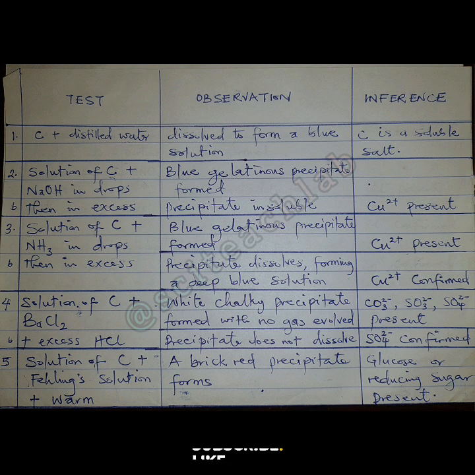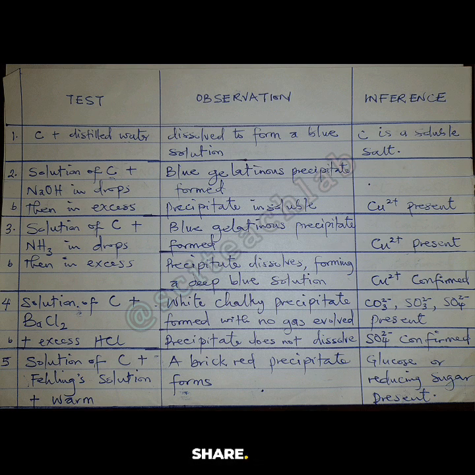Okay, so we went ahead and took out a little solution of C into another test tube. So we write solution of C, and then we added sodium hydroxide in drops. When we added sodium hydroxide in drops, we saw that a blue gelatinous precipitate is formed. We put that under our observation, but when we added the sodium hydroxide in excess, the precipitate did not dissolve. So we write under our observation, precipitate insoluble. And what does that mean? What does that suggest? What is the inference? We say Cu2+ present.